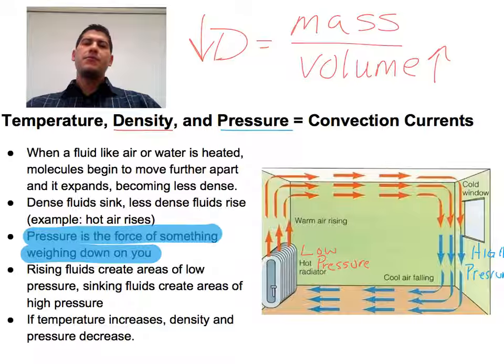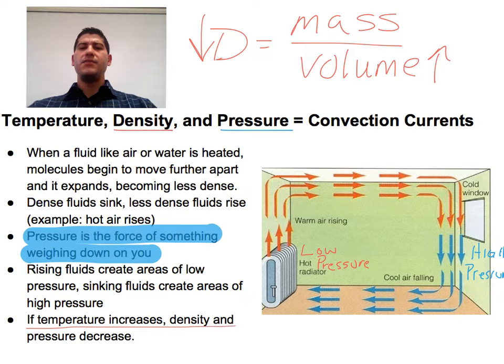Okay, in summary, convection currents are caused when fluids are heated. If you increase the temperature of a fluid, its density decreases and it creates an area of low pressure. If you decrease a fluid's temperature, its density increases and creates an area of high pressure. These changes cause the fluid to flow in a circular convection current, distributing heat throughout the entire fluid.